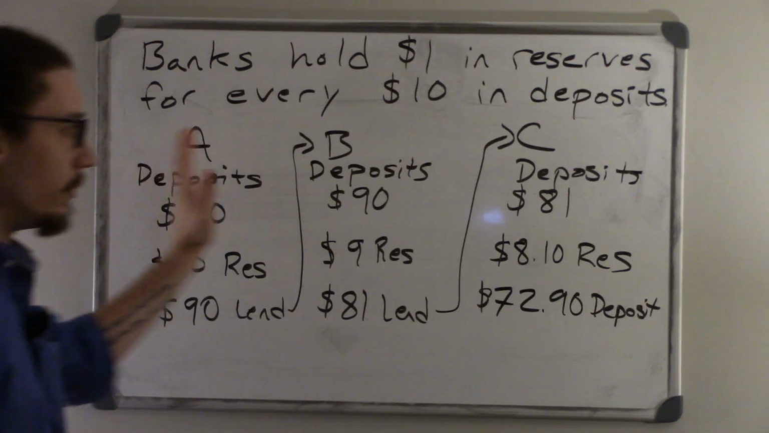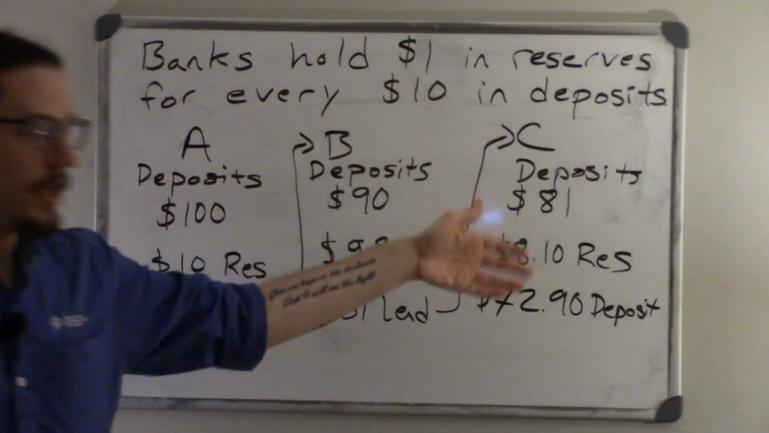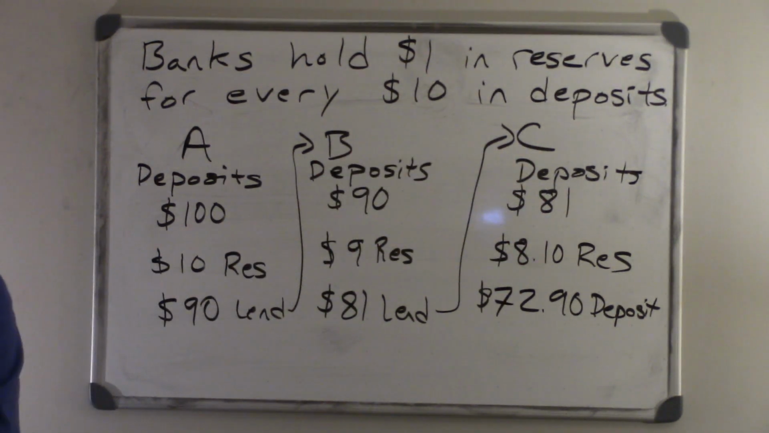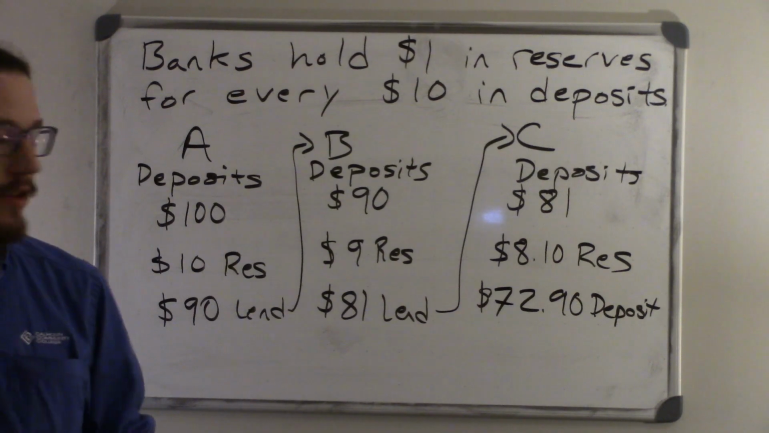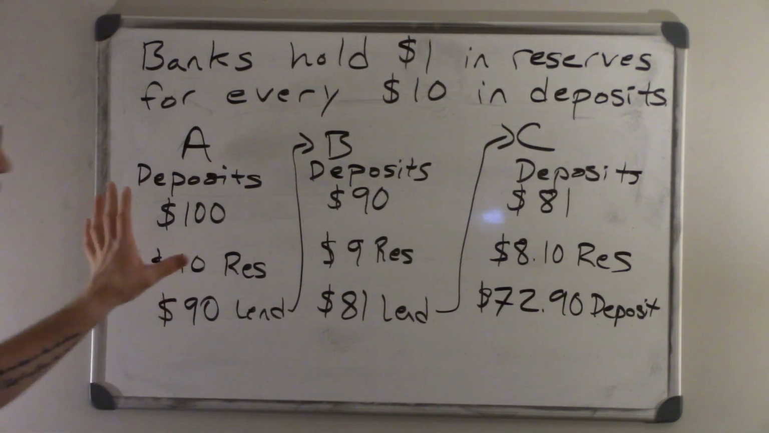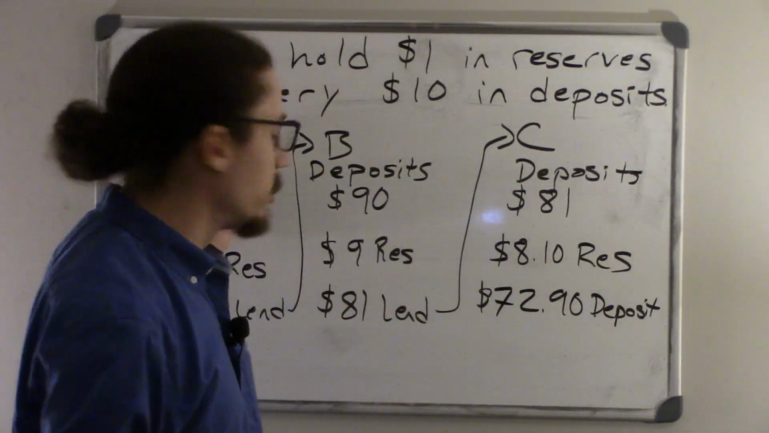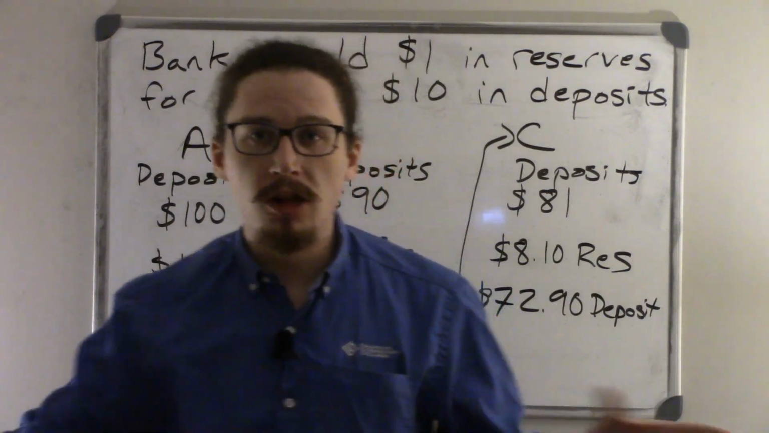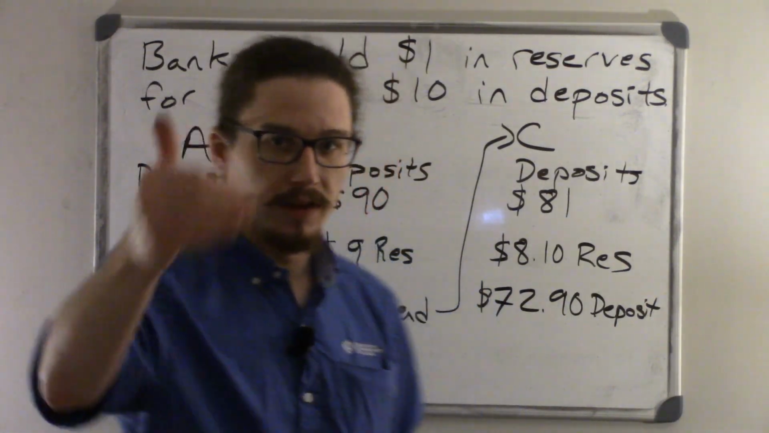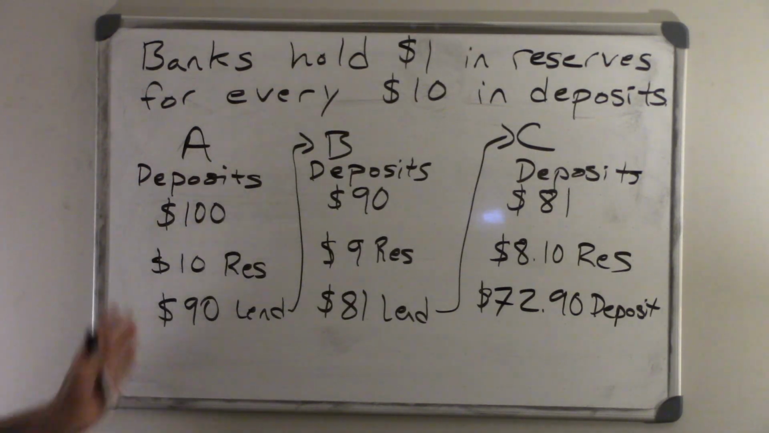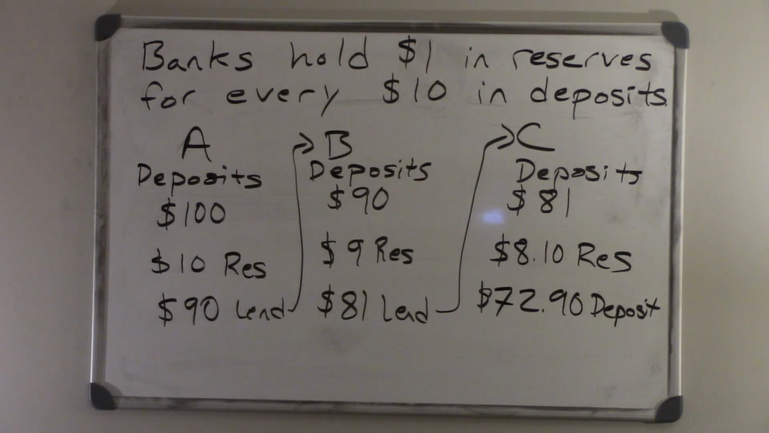But this is how it would go on and on. Each time that somebody gets a loan, they will deposit it. Then the bank will take, in this case, 10% of that, hold it in reserves, and lend out the other 90%. And this is going to happen until all of that initial deposit, that $100 that was initially deposited, is held in reserve. So it continues on and on until all of that is held in reserves. So that is how fractional reserve banking works.